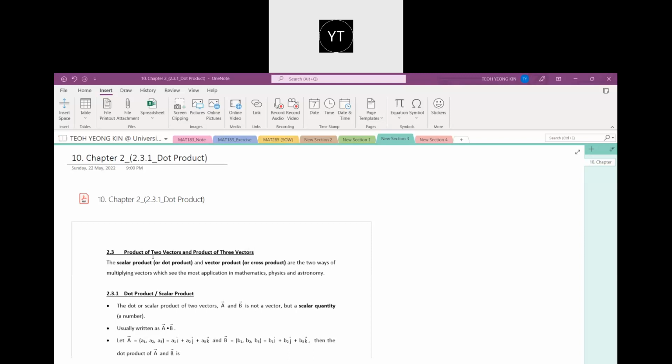In this video, we will look at the product of two vectors and the product of three vectors. Under the product of vectors, we have two types of product. The first one is the scalar product, also known as the dot product, and the second type is the vector product, or as we know it, the cross product. These are the two ways of multiplying vectors. We see the most application in mathematics, physics, and astronomy.